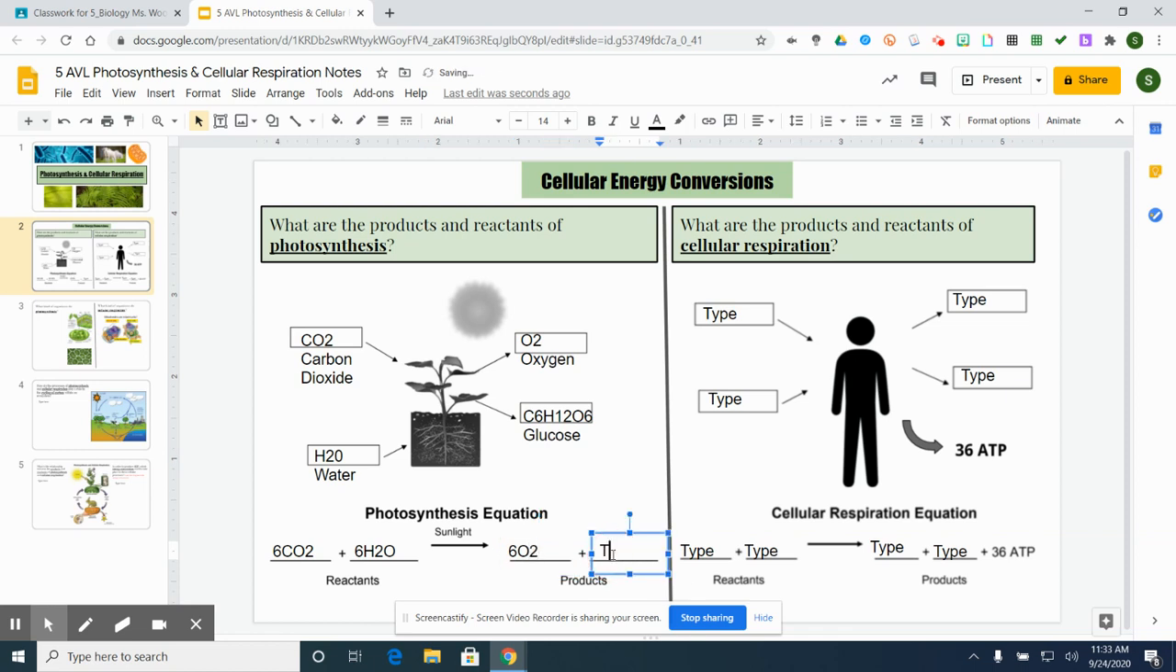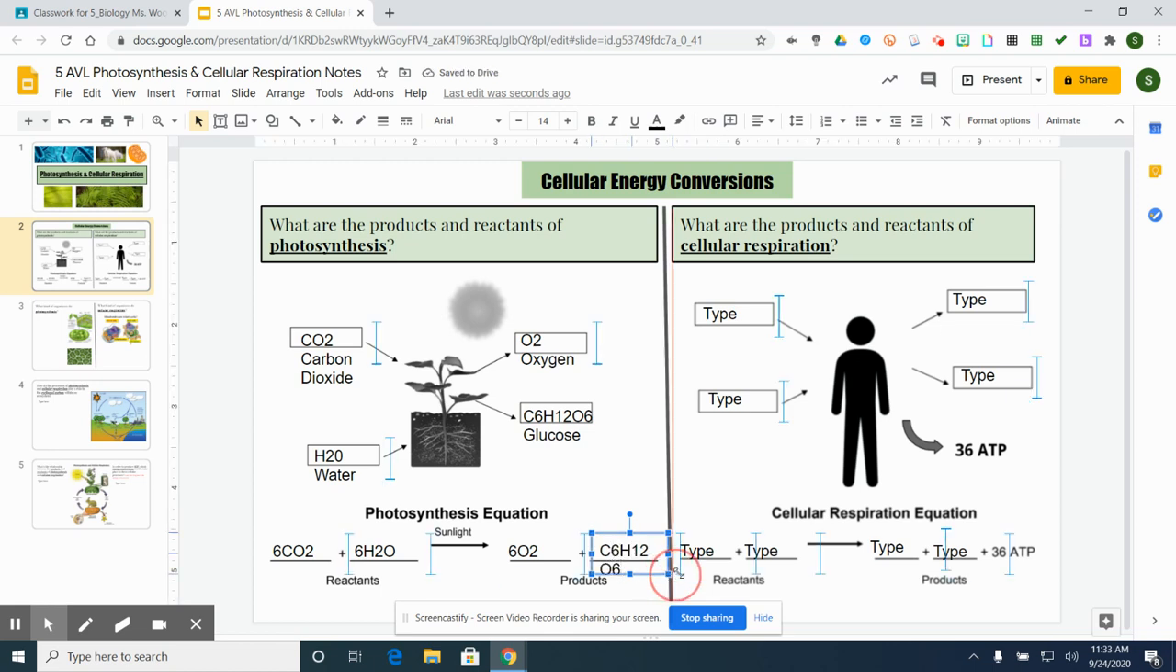Okay, and then 1 glucose. So what we have here is we have 6 carbon dioxide molecules and 6 water molecules. Add sunlight, and they undergo photosynthesis. So the products would be 6 oxygen molecules and then 1 glucose molecule.